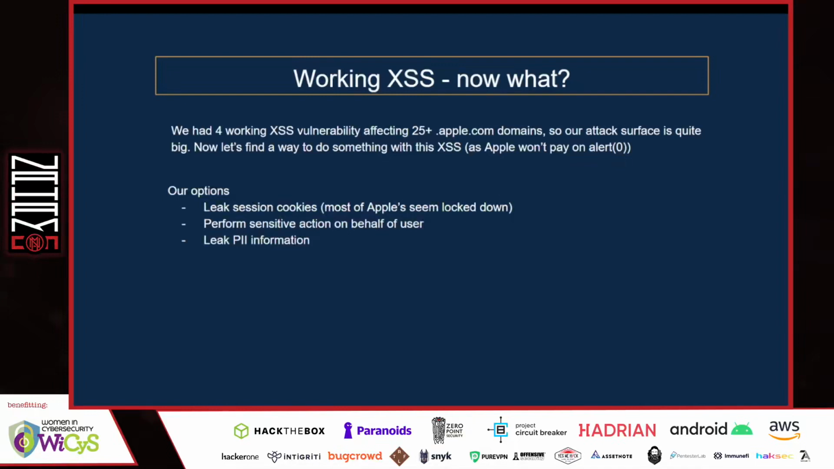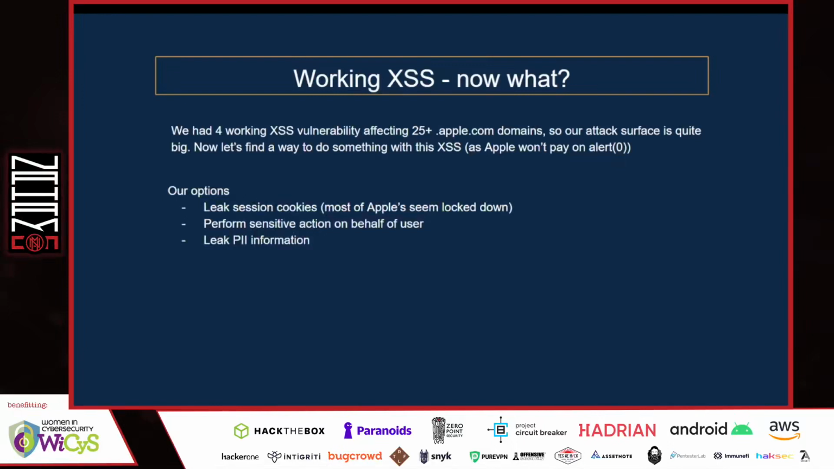Now, the problem is, Apple want to see an impact, but Apple won't pay on alert(0). So our options were to leak the session cookies. From our testing, most of Apple actually seemed locked down. We didn't have access to many interesting things to be able to achieve account takeover. So we thought about performing a sensitive action on behalf of the user. Could we change their email? Could we leak some messages, emails, or something like that? Because Sam Curry created a wormable proof of concept for his XSS.